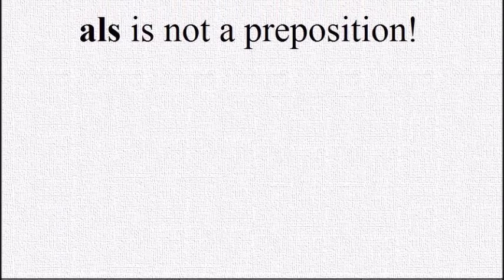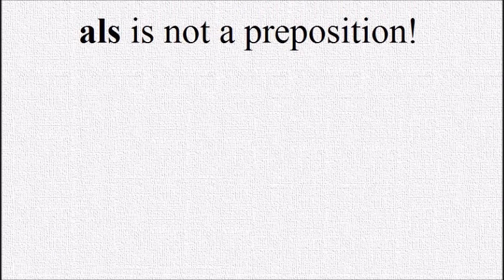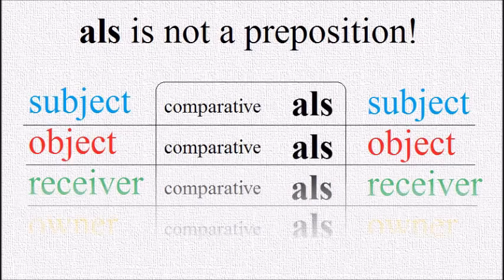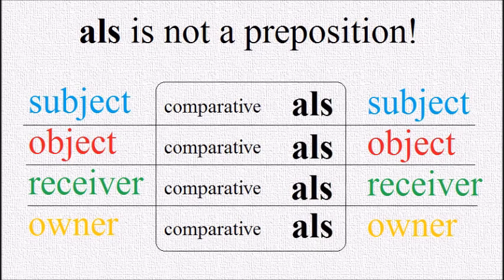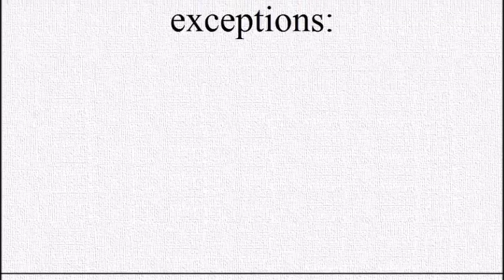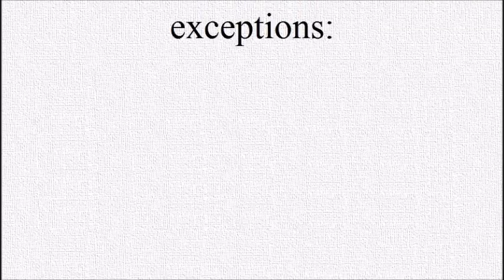Keep in mind that als is not a preposition, and so it does not influence the case. The case depends on whether you are comparing subjects, objects, receivers, or owners. If you don't know which case to use, nominative should be your default guess. There are a few exceptions that need to be learned by heart.